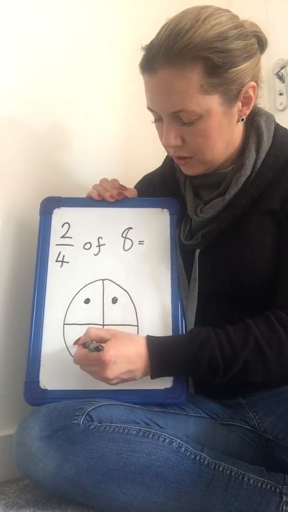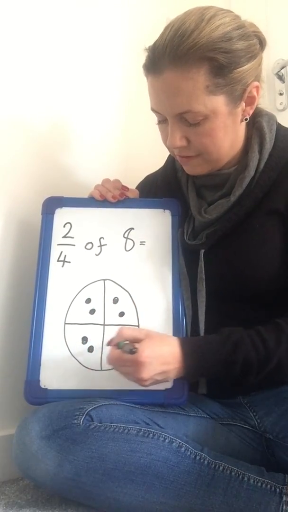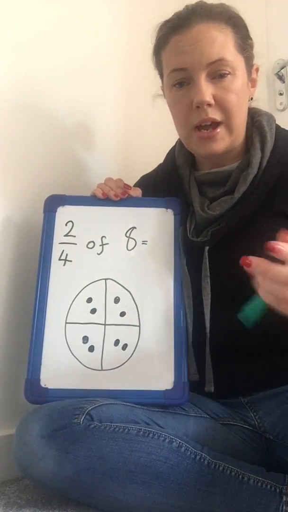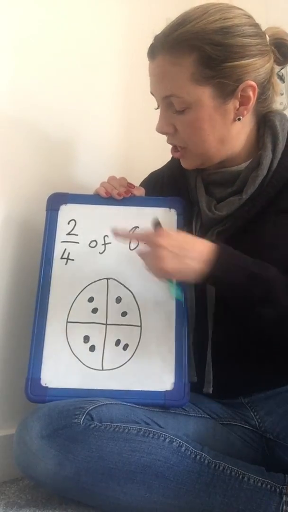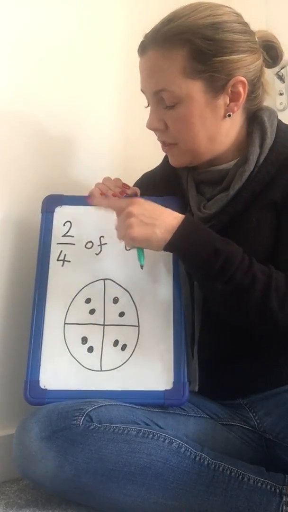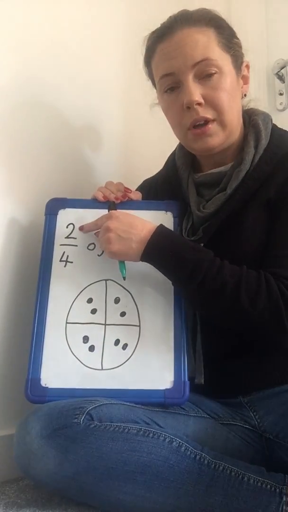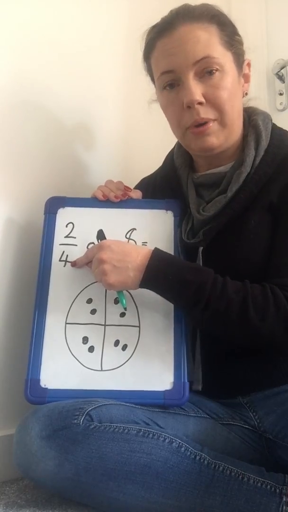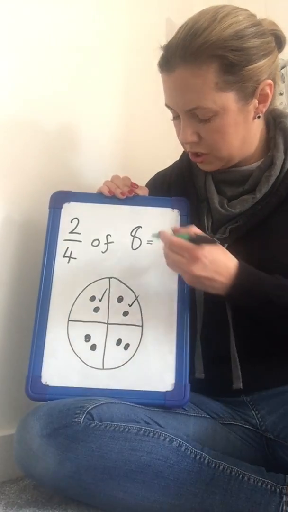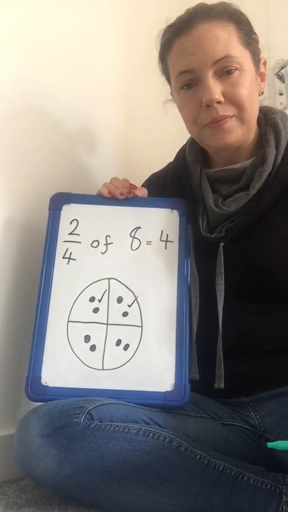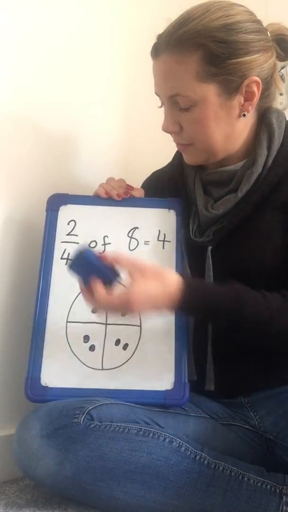So 1, 2, 3, 4, 5, 6, 7, 8, and the children will be able to see that 1 quarter of 8 is 2. But what we would do is remind the children that this time we're not looking for just 1 quarter, we're looking for 2. We're looking for 2 parts out of the 4 equal parts, and so we would tick 2 of them. Okay, and so 2 quarters is 4, and then obviously with 3 quarters we tick 3 parts.